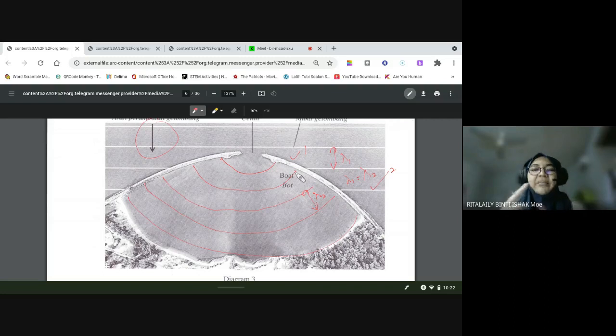Okay, 2 markah. Pertama, dia akan tengok awak punya wave pattern. Yang kedua, dia akan tengok wavelength. Okay.